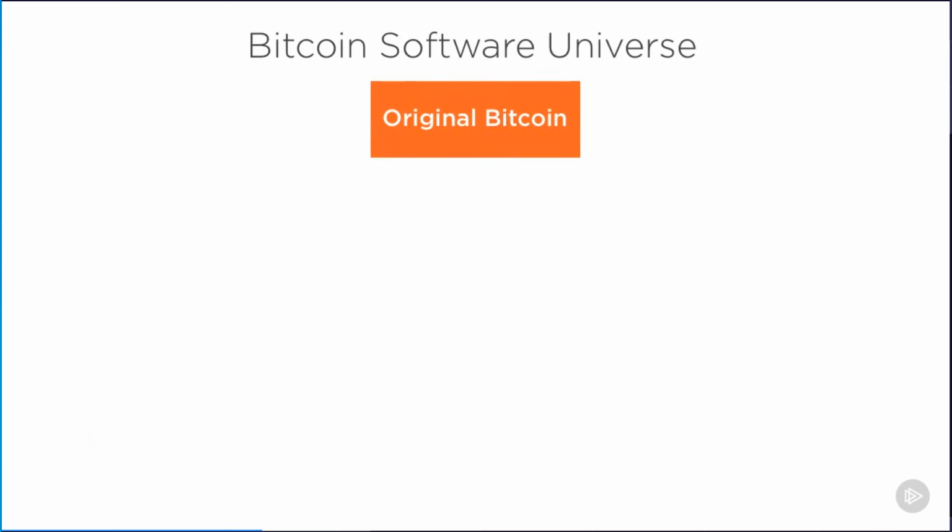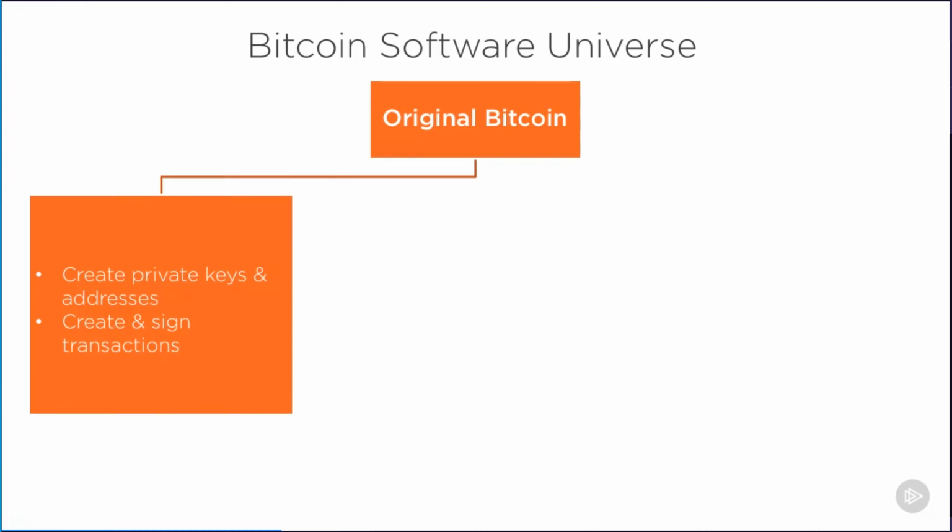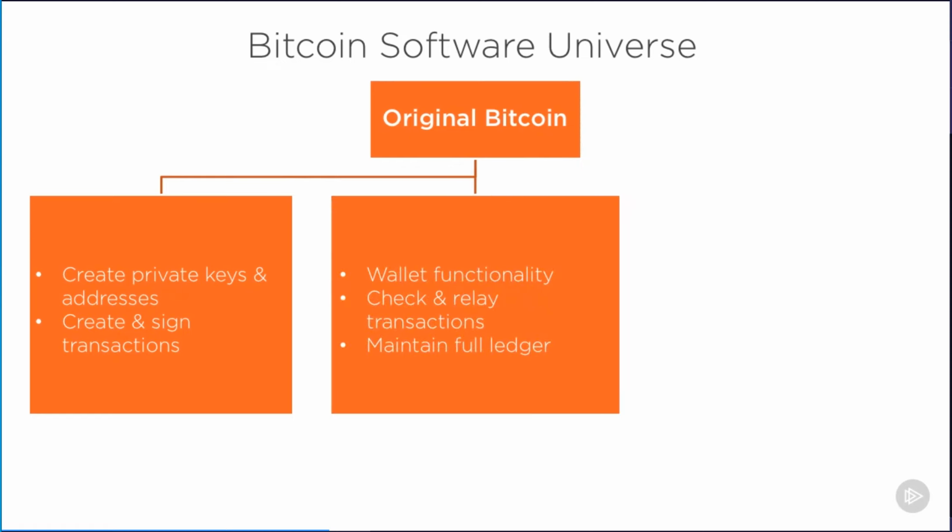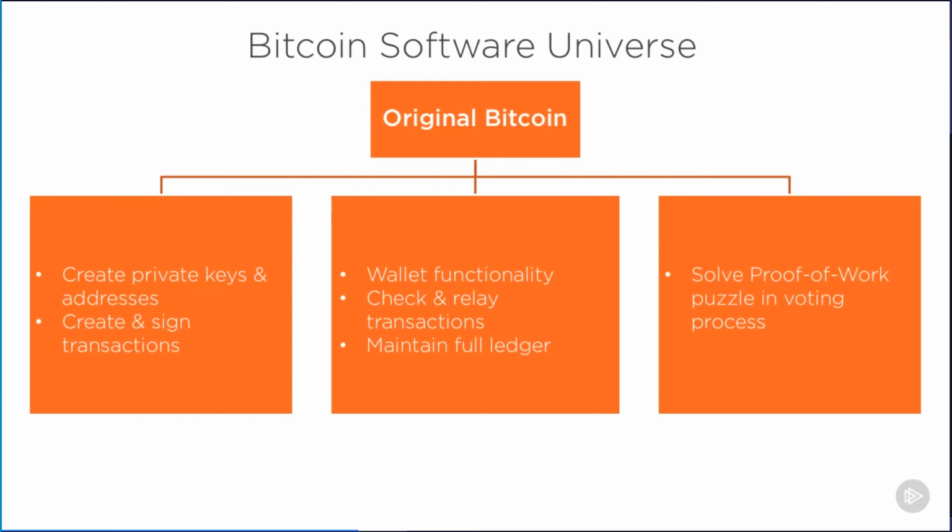When Bitcoin first came out, there was only one piece of software that did everything. It contained the wallet functionality we talked about in the previous module, creating private keys and addresses, and creating and signing transactions. It also carried out bookkeeper tasks, checking transactions, recording transactions into the ledger, relaying those transactions, and voting to synchronize with other bookkeepers. Now you can use software that only provides the functionality you need.